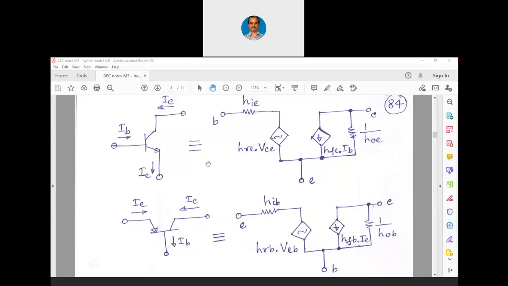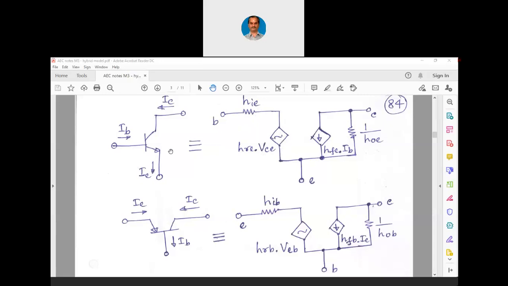So, continuing yesterday's discussion, from the input side, we will see a base to emitter junction. At the input side, we will be seeing an input impedance, and then we have a reverse voltage transfer ratio. There, the output voltage is again modeled at the input. That is why we have this HRE. That is from the input side.